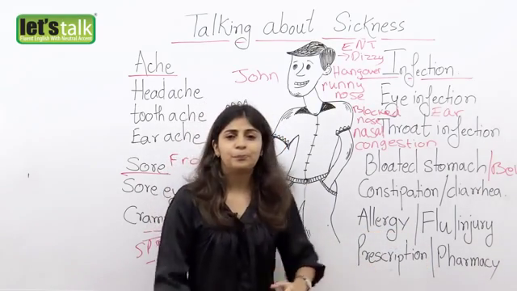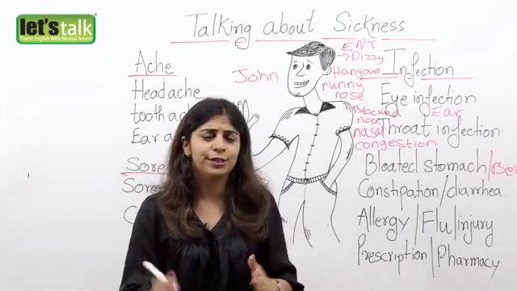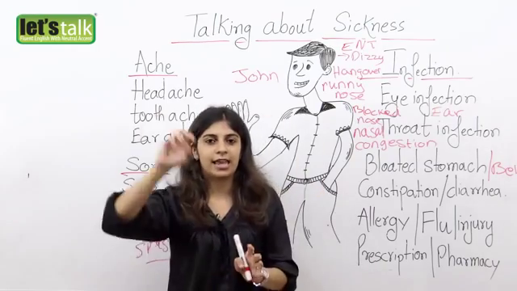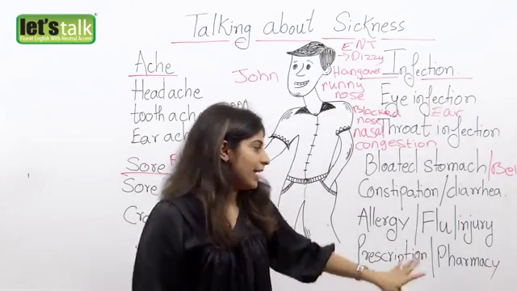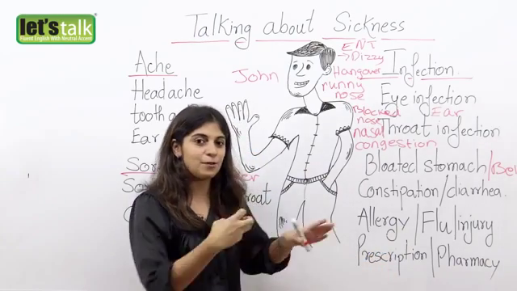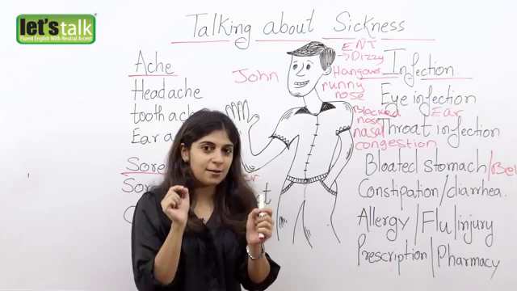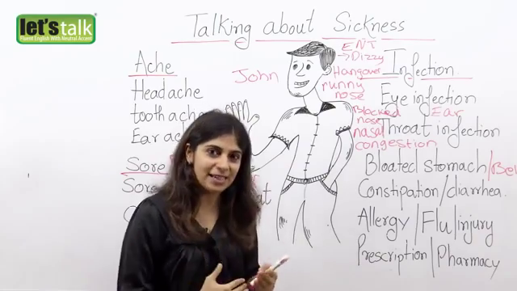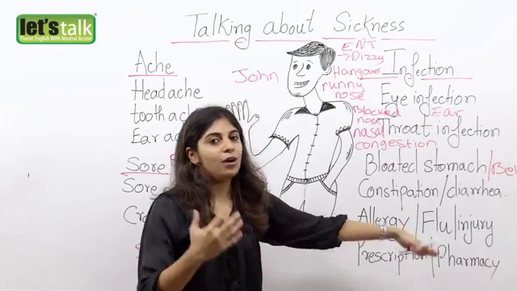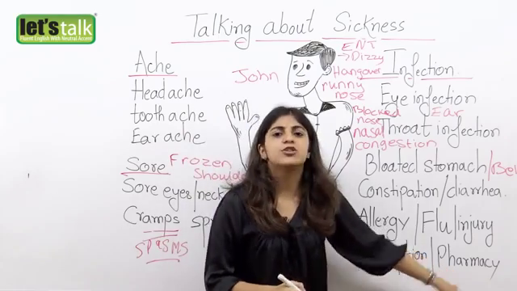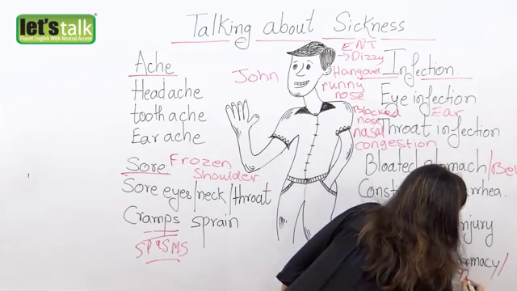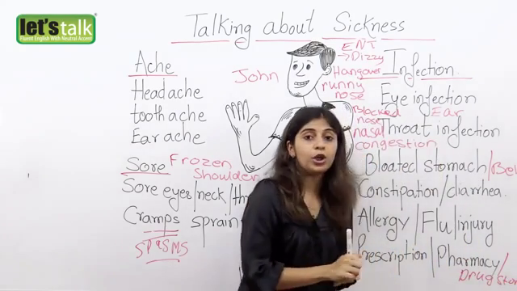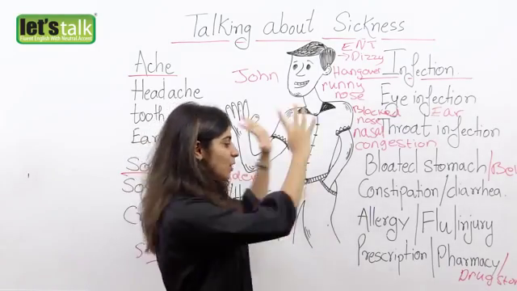Now, prescription. What is a prescription? You go to a doctor, the doctor would write various medicines that you need to take in the morning, in the evening, before you sleep. So that's prescription. He prescribes medicines, and with that prescription note, you go to a pharmacy to buy medicines. That's where you get your medicines. We also call it a drugstore, where you get all your medicines. So these are the various words.